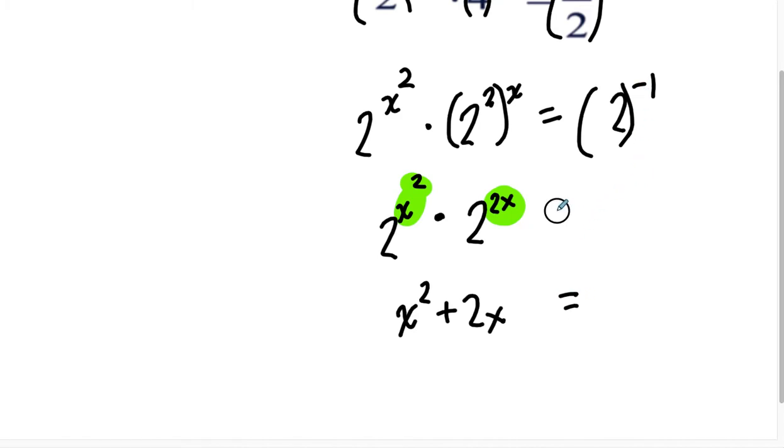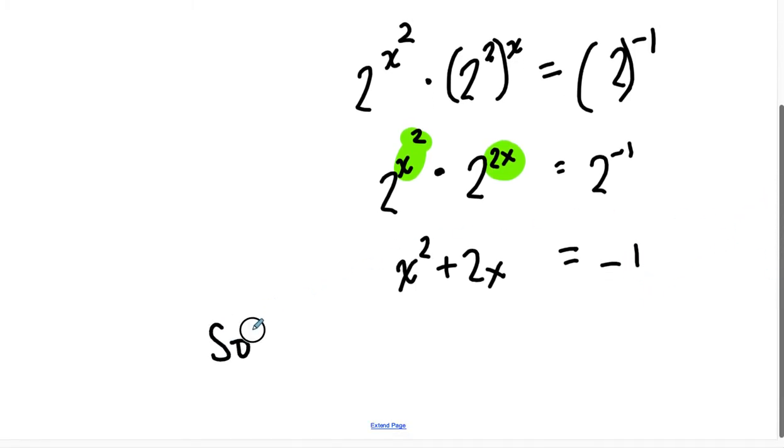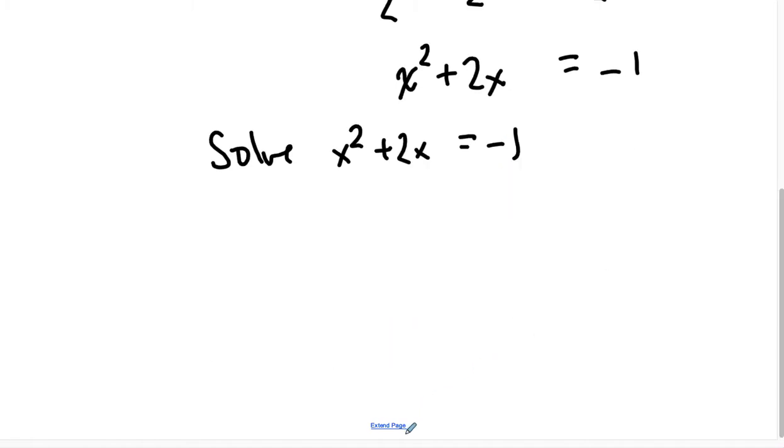Okay, now on the other side, I can't do much because that's just raised to the negative 1 power. So x squared plus 2x is equal to negative 1. Now you have to recall how to solve quadratic equations. Remember, quadratic equations can be solved by using the quadratic formula, by factoring, and by completing the square. At this point, I could complete the square, but I'm going to show you factoring because that seems to be much easier for some of you.